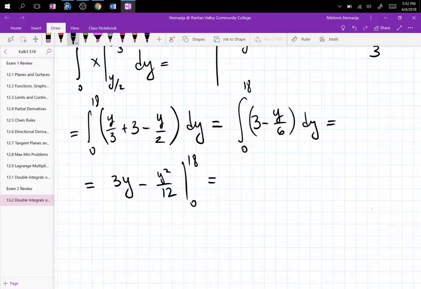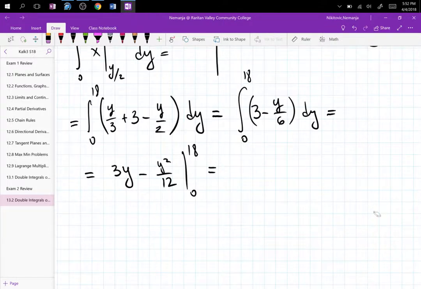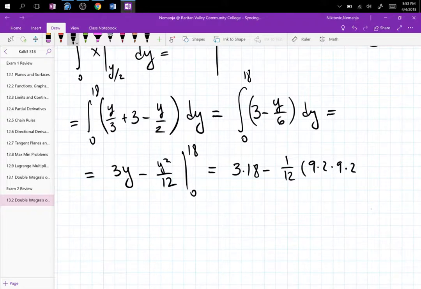So we have, what do we have? 3 times 18 minus 1 over 12 times 18 times 18, which is 9 times 2 times 9 times 2. There we go. And we have these 12 cancel with 2 and 2. And you get a 3 over here, which cancels with the 9. You get another 3. So 3 times 18.